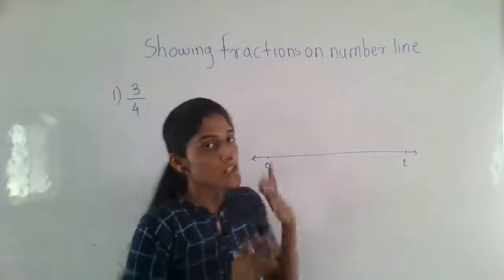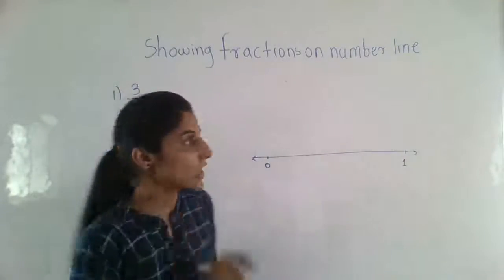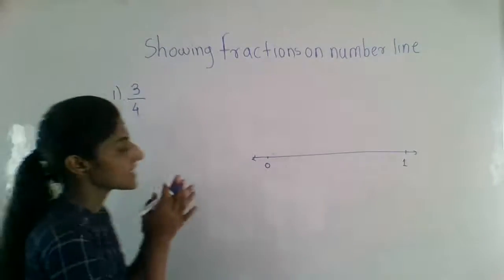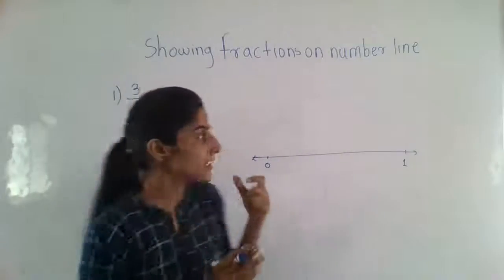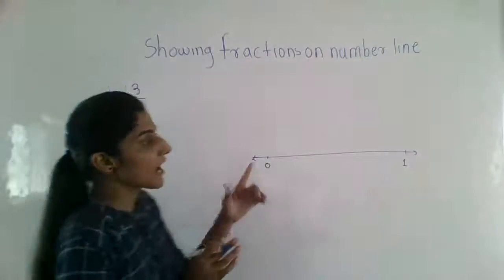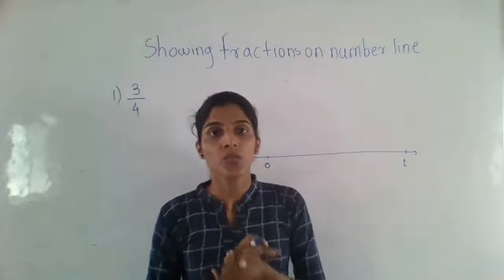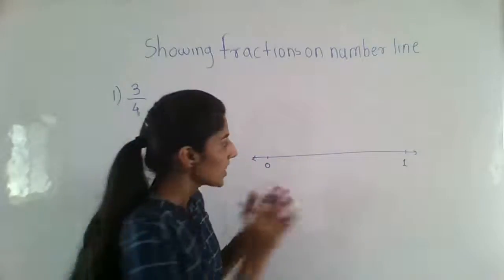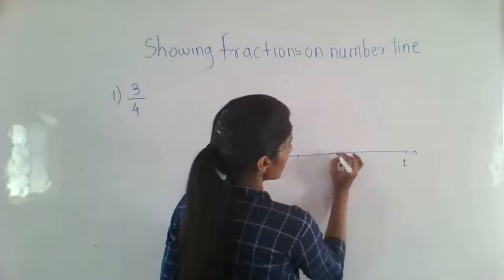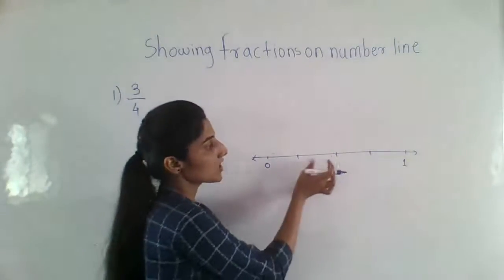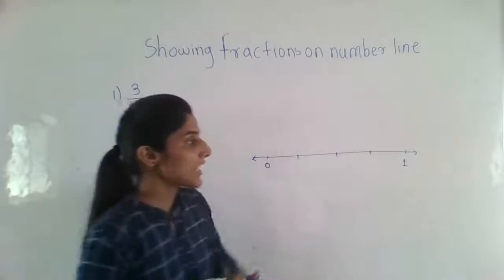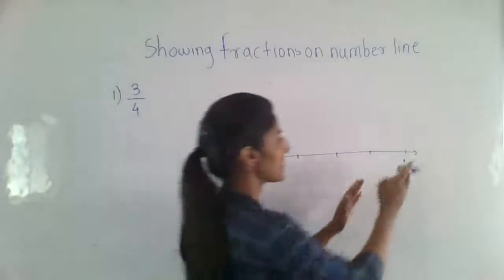Divide the units of the number line into equal parts as per the denominator. What is the denominator? 4. So divide each unit into 4 equal parts. So divide 1, 2, 3. You can see how many parts? 1, 2, 3, 4. We can divide the number line, or this line may be extended.